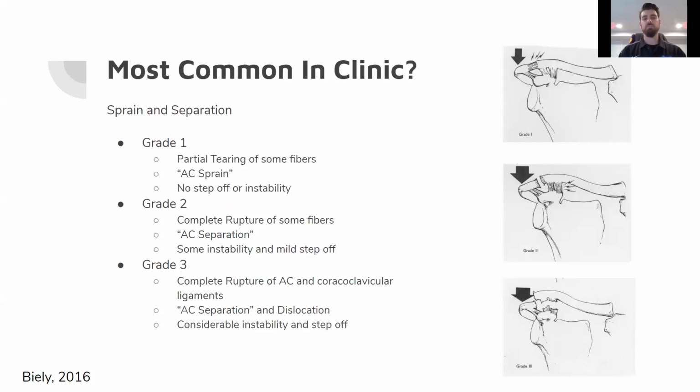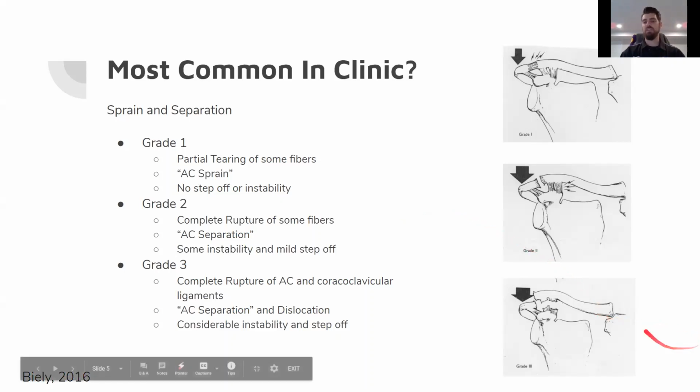Grade 1 is just a partial tearing of some of the fibers. It's what's dubbed an AC sprain, and you're not going to see that step off or instability. Grade 2 is a complete rupture of some of the fibers. That's where you get into your AC separations, and then you're going to have some instability and a mild step off. Grade 3 is a complete rupture of the AC and coracoclavicular ligaments, also known as an AC separation or dislocation, with considerable instability and a step off.